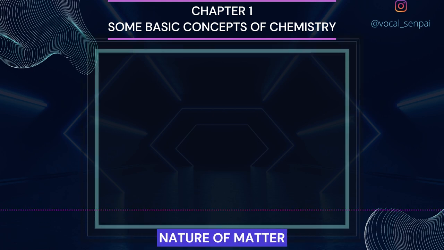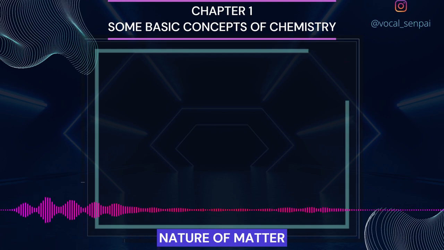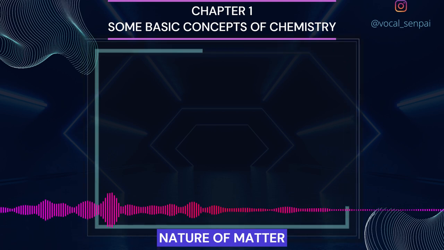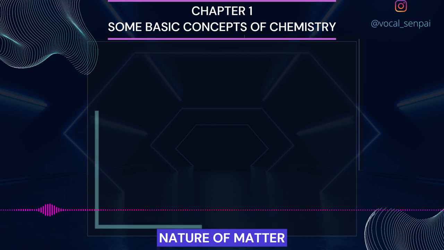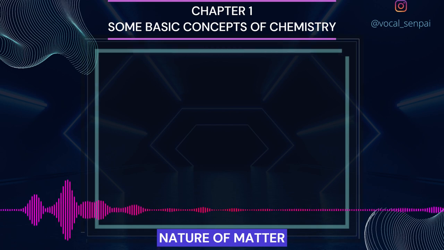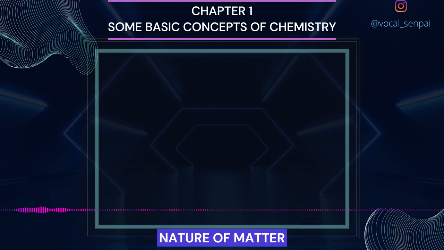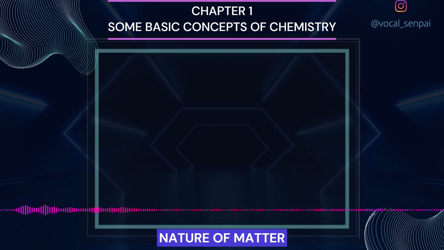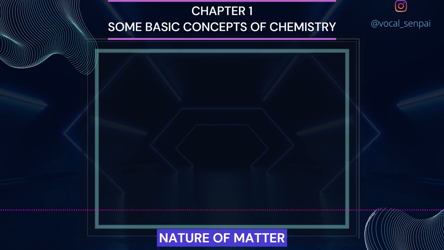Nature of matter. You are already familiar with the term matter from your earlier classes. Anything which has mass and occupies space is called matter. Everything around us, for example, book, pen, pencil, water, air, all living beings, etc., are composed of matter. You know that they have mass and they occupy space. Let us recall the characteristics of the states of matter, which you learnt in your previous classes.